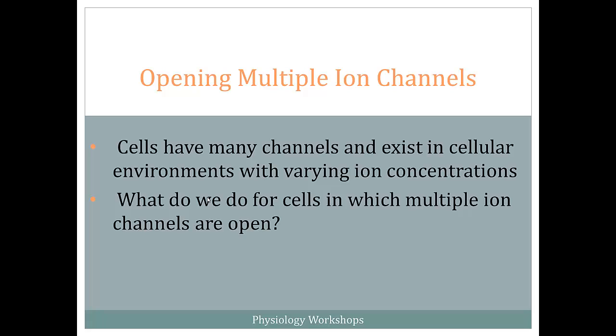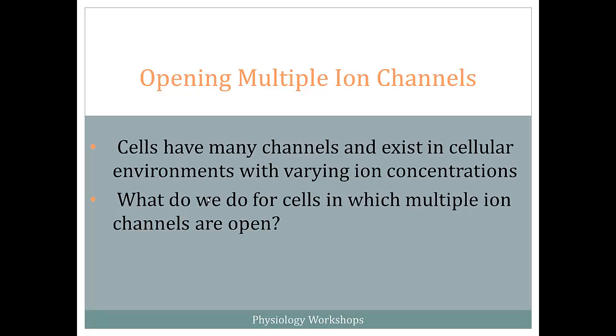Alright, so now we have one more problem to think of. Cells actually have many channels, and they exist in cellular environments with varying ion concentrations. So, what do we do for cells in which multiple ion channels are open? So far, we've only looked at one ion channel being open at a specific point in time. But don't worry, this is actually pretty simple given everything we know now.